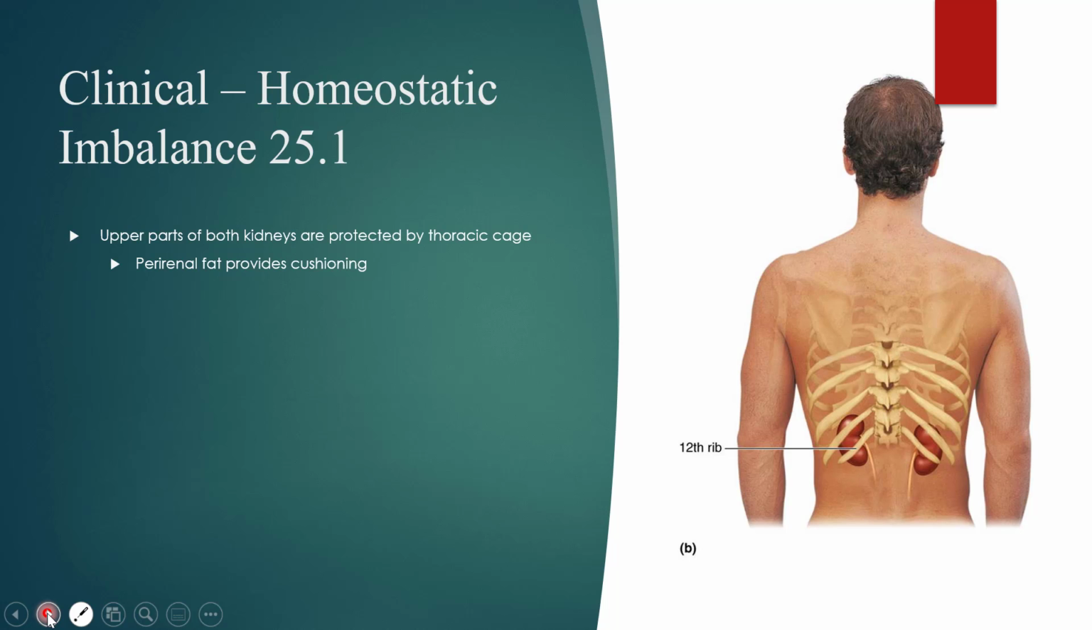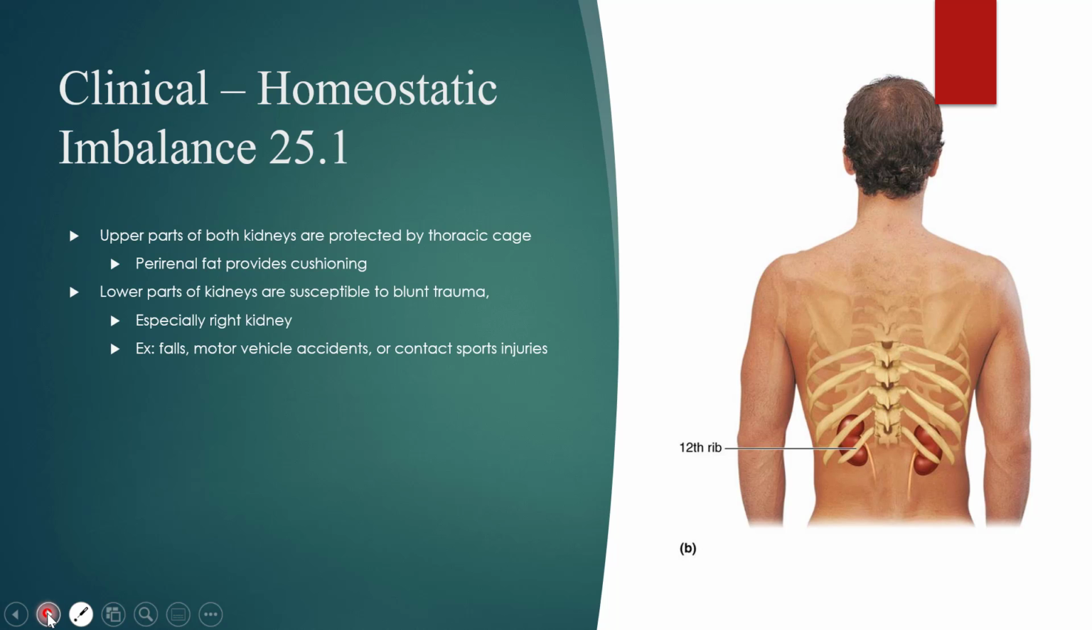The perirenal fat provides proper cushioning. The lower parts of the kidneys are susceptible to blunt trauma. You can see that the lower part of the kidney right here is not much protected by the thoracic cage. So, for instance, any falls, major vehicular accidents, or contact sport injuries that would be in contact with the kidney can actually injure it.